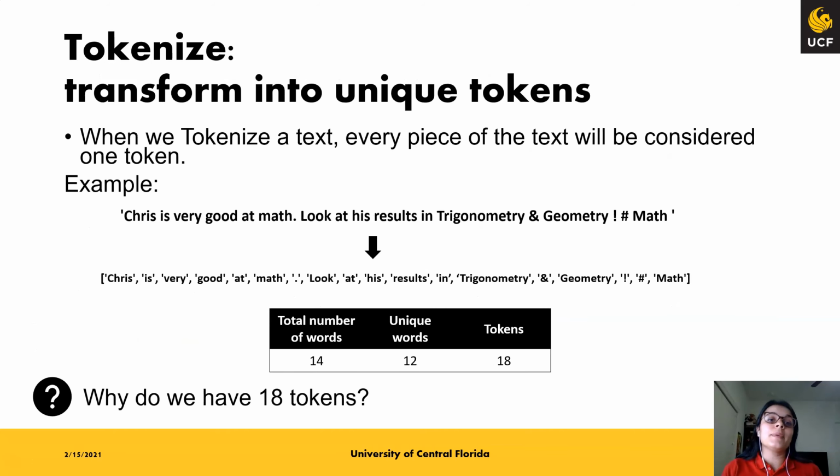What does it mean when we say tokenize a text? It means to transform this text into unique tokens. When we tokenize a text, every piece of the text will be considered one token.